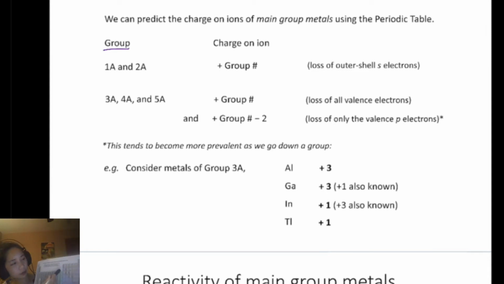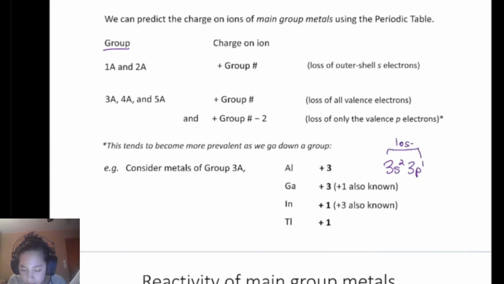But when we get to this side of the periodic table, it kind of gets funky. So if we look at our aluminum example, aluminum will lose all of its valence electrons. That is our 3s2 and 3p1. So we will lose all of those electrons to produce a 3+ cation.